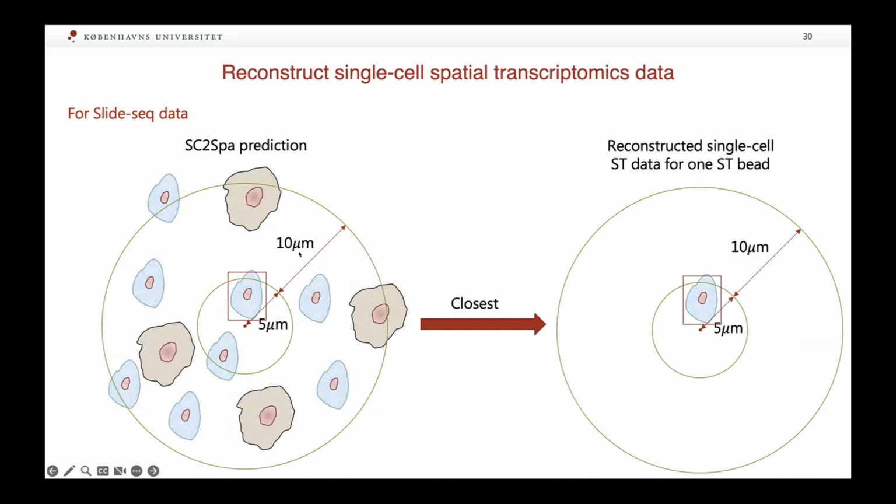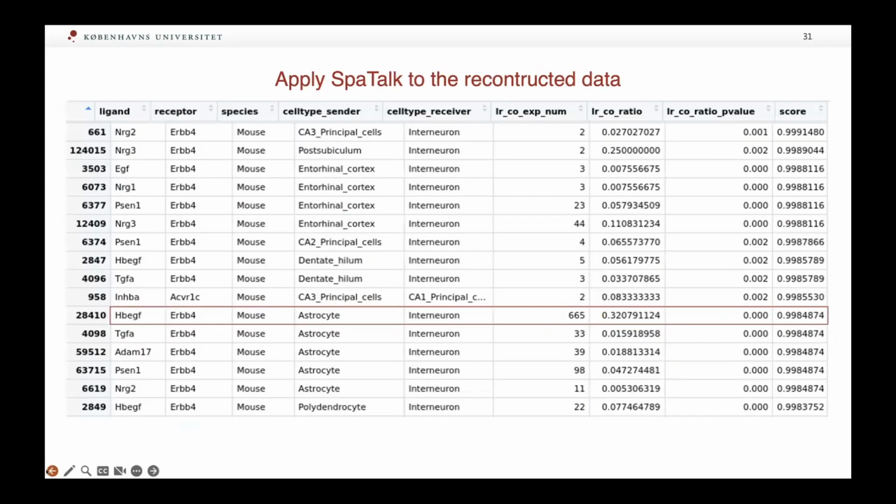And for Stereo-seq data, we can do it more easily. We just select the closest cell to the center bead. Because it's near single resolution, we only need to select one cell for each bead. In this way, we can reconstruct single cell resolution ST data.